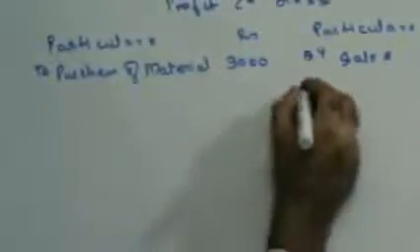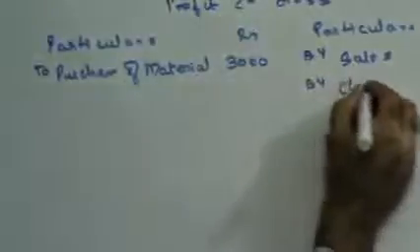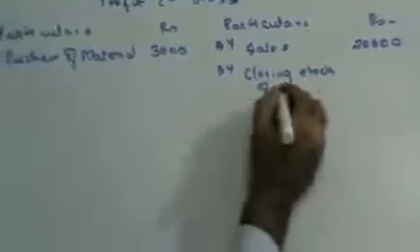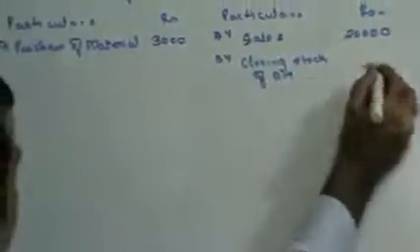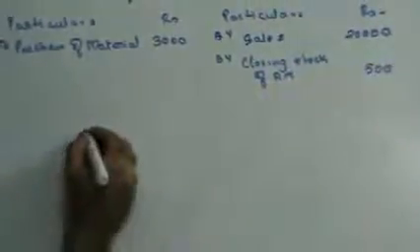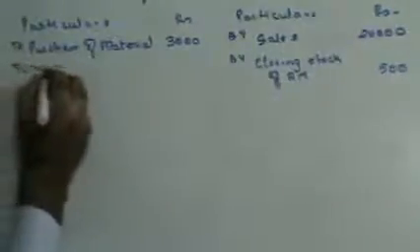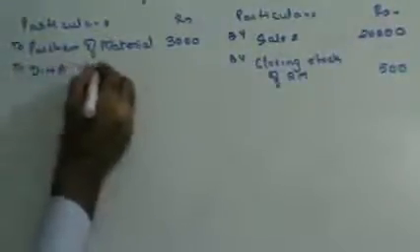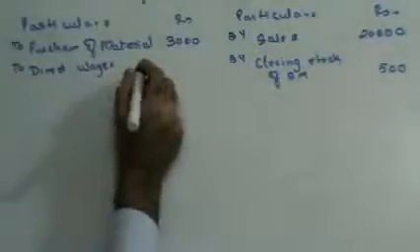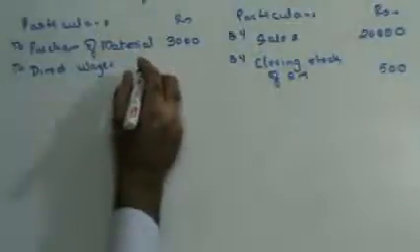To purchase of material is 3,000. Next, closing stock of raw material is given to you as 500. Direct wages. To direct wages is 1,000.